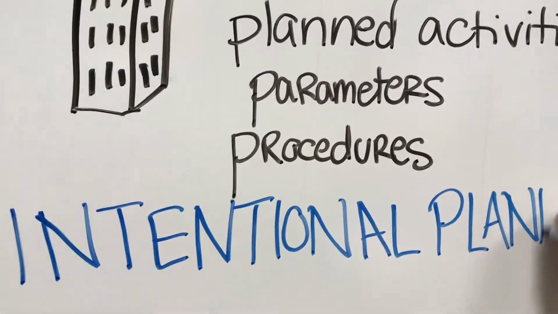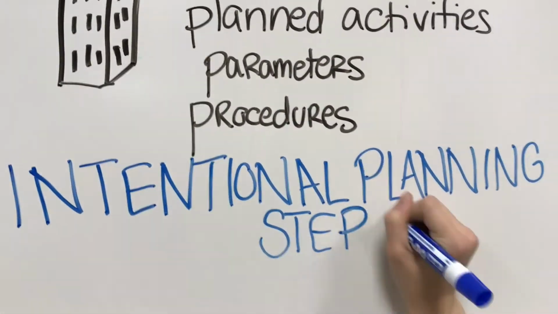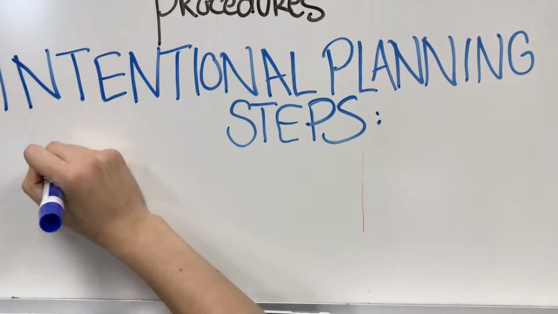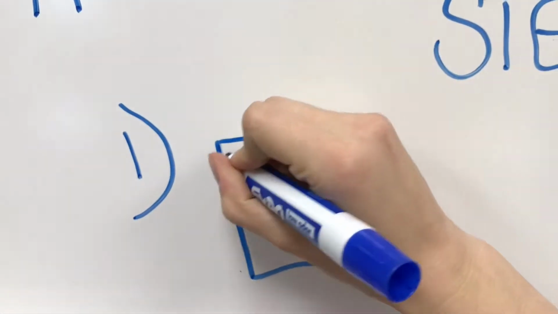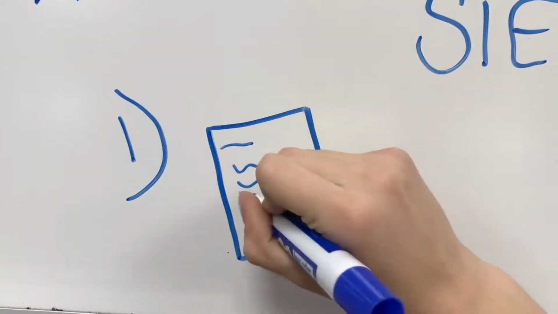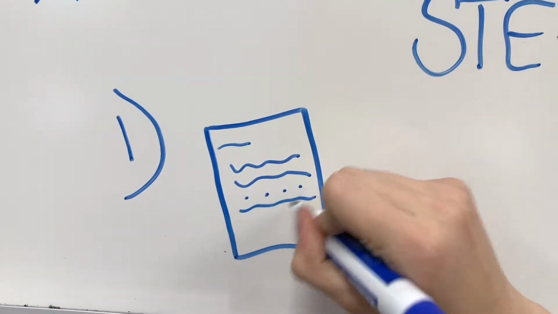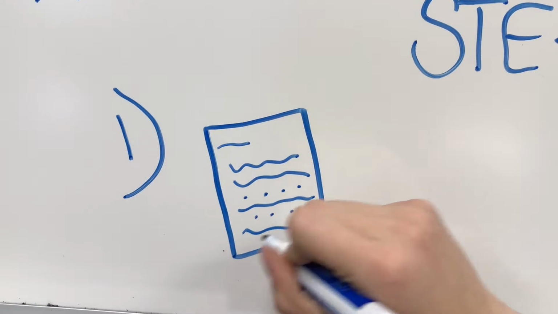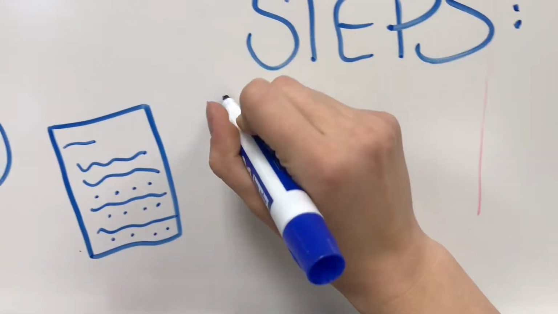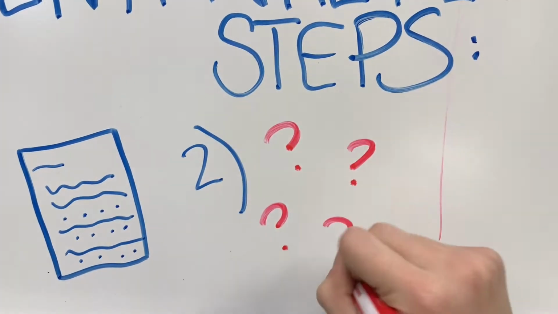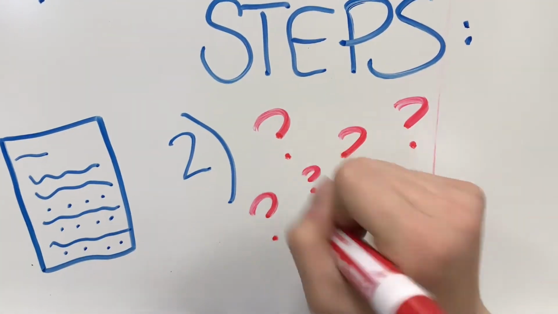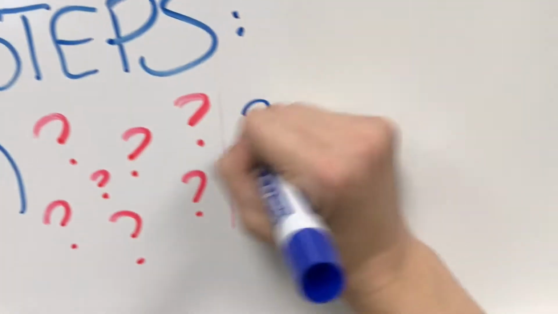So there are intentional planning steps as well, and the first step is that we predict outcomes, which just means that we're going to try and figure out where our students are at prior to planning and completing our lesson plan. The second is that we ask open-ended questions so that our students have the opportunity to really think about the questions and answer them.